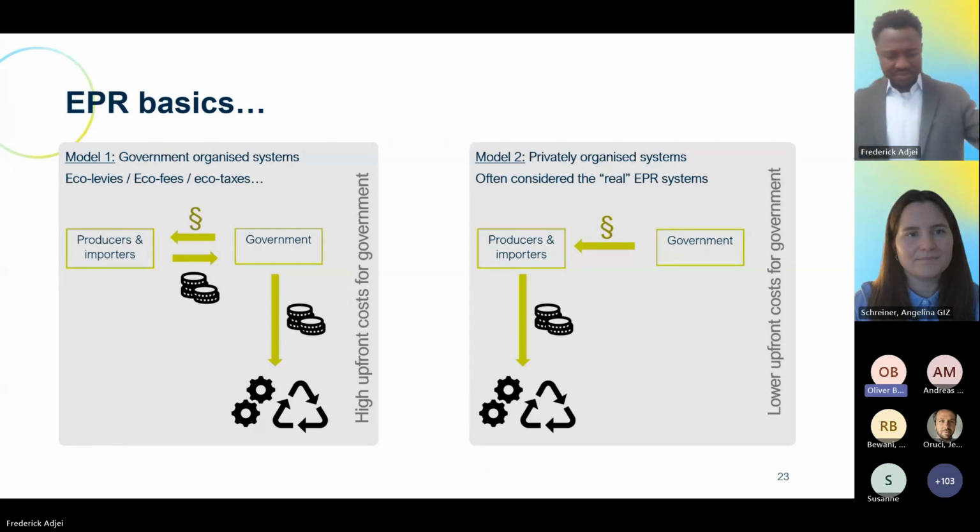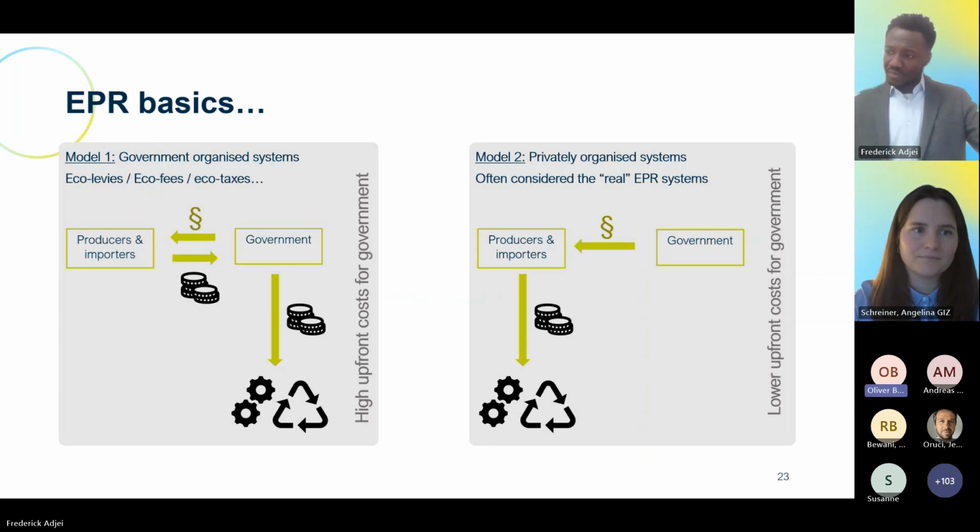And we think that it is not as complex as we make it sound. First, if you look at the various EPRs that are operating at the national level right now, as you said in your presentation, there are different models, and these models are based on the peculiar circumstances of each country.